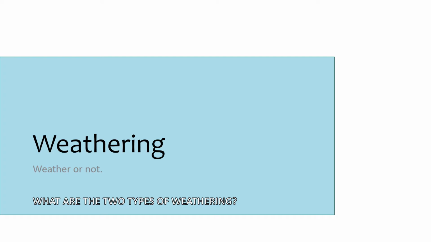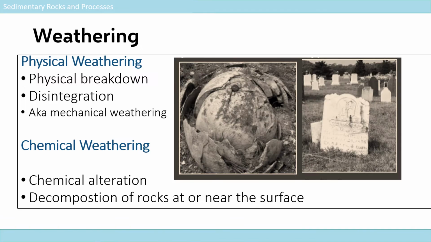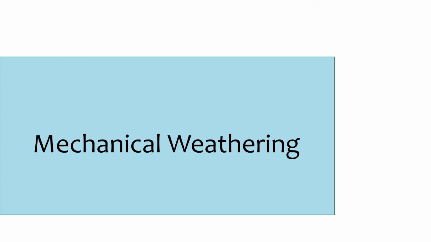Okay, as I said, weathering, what are the two types of weathering? So you have physical weathering and chemical weathering. So the difference between them is in physical weathering, you have physical breakdown and disintegration. And for chemical weathering, there is chemical alteration that happens, which happens on the surface or at or near the surface where your minerals decompose.